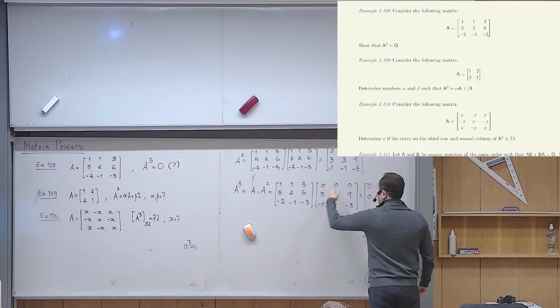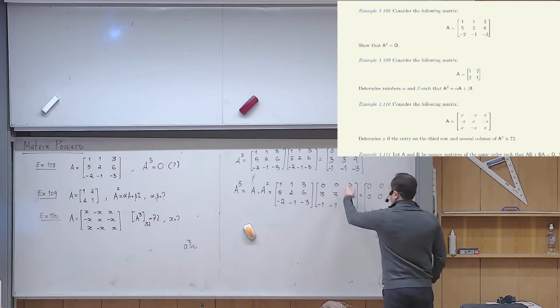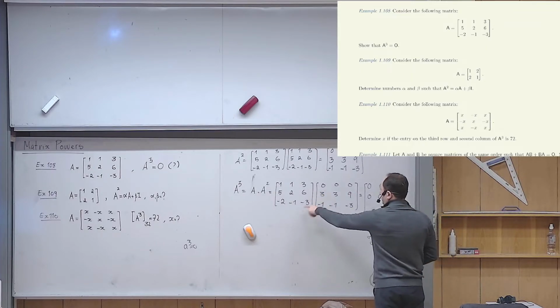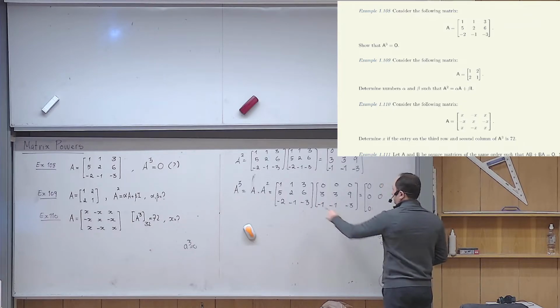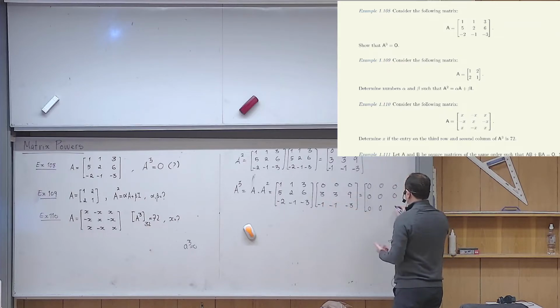I take that one, multiply it here, 6 minus 6, that's also 0. Take that one, multiply it here, that's also 0 because that is 18 minus 18. And then that's 0 and that is 0 again. Minus 3 plus 3 is 0. And then minus 9, okay, that's also 0.